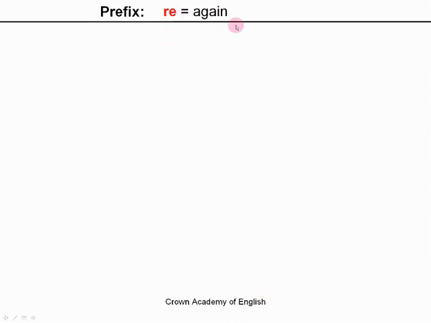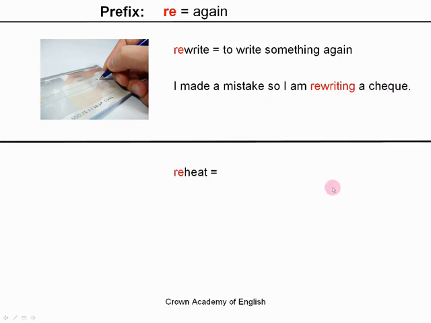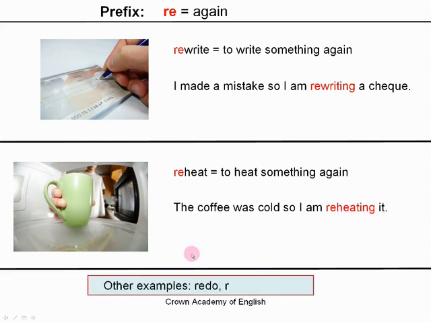Re means again. Rewrite, to write something again. I made a mistake, so I am rewriting a check. Reheat, to heat something again. The coffee was cold, so I am reheating it. Other examples: to redo, to review, to revise.